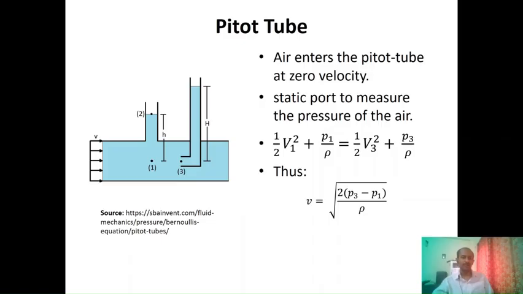So, applying Bernoulli's theorem and putting V3 as 0, we can obtain the velocity at point 1 in terms of the pressure at points 1 and 3. Now, the pressure at points 1 and 3 can be given in terms of small h and capital H as shown in the figure. Thus, we can obtain the velocity of the fluid.